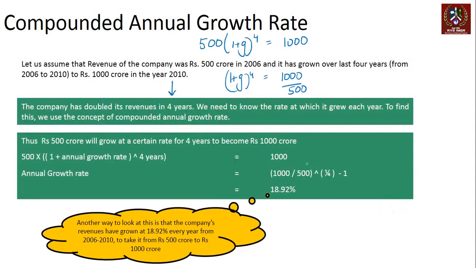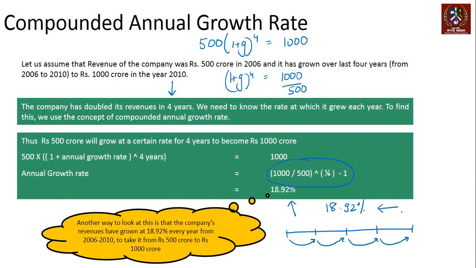What is the solution that we get to this? That's 1000 by 500 raised to the power 1 by 4, minus 1. We get the answer as 18.92%. What does this mean? Another way to look at it is that if we are looking at the timeline, and this is year 0, 1, 2, 3, and 4, if the company keeps growing every year, compounding itself every year at the rate of 18.92%, then 500 here would end up becoming 1000 here.